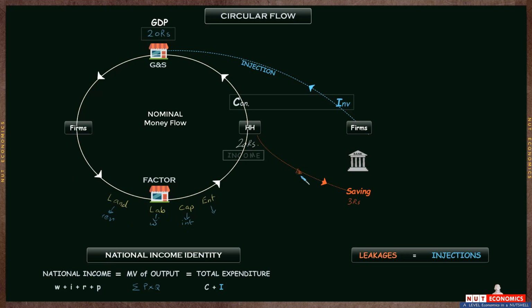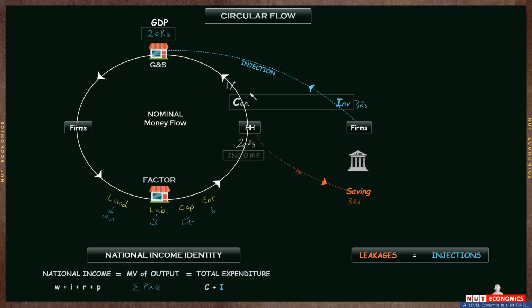Now, if 3 is leaking, then households will be left with 17. They will be assumed to spend all of that, consume all of that. So if 3 has leaked out of the system, then if through these firms, via these banks and financial institutions, 3 of that same saving that leaked out comes back, it gets injected back in the form of investment, then the size of the circular flow will again stay the same.